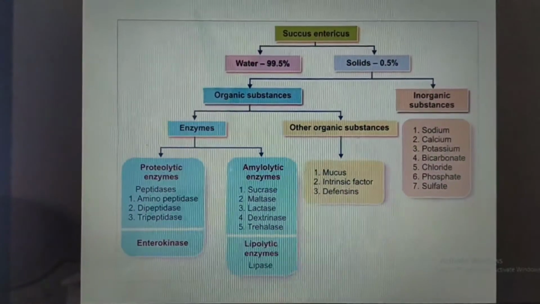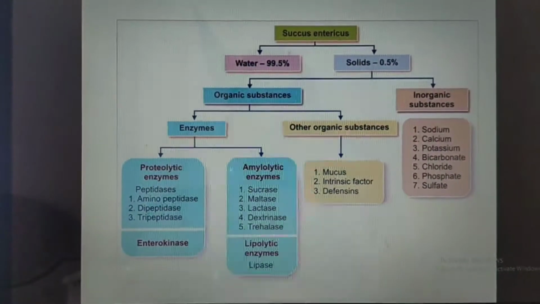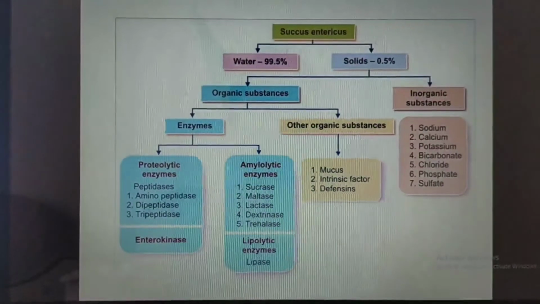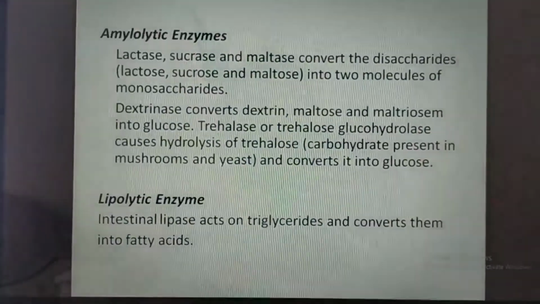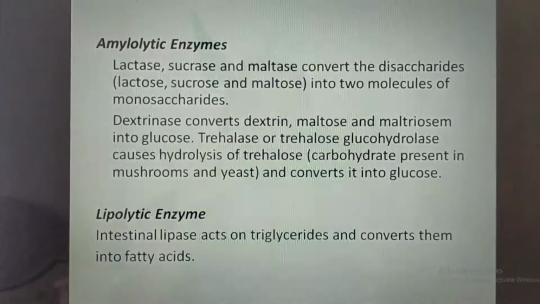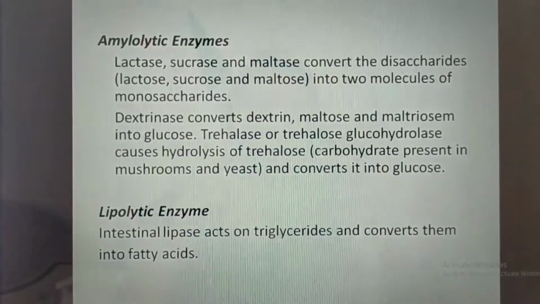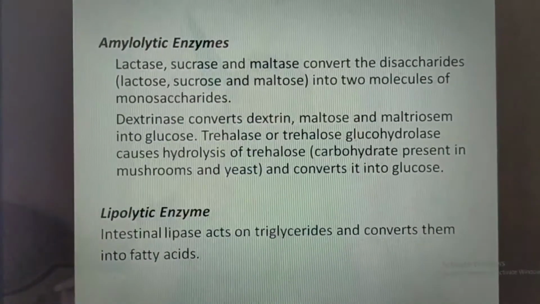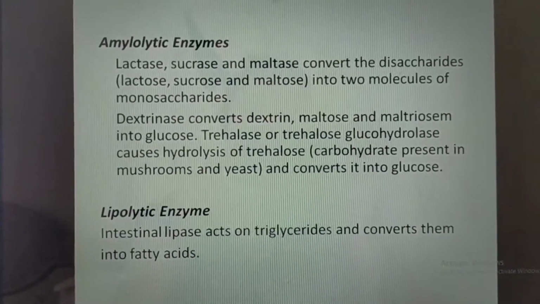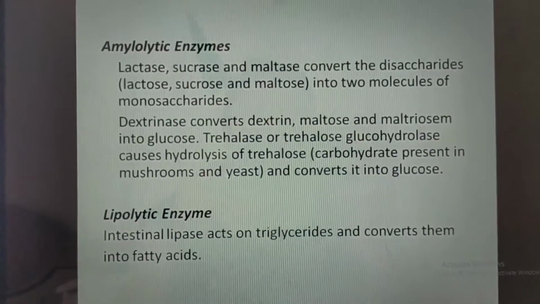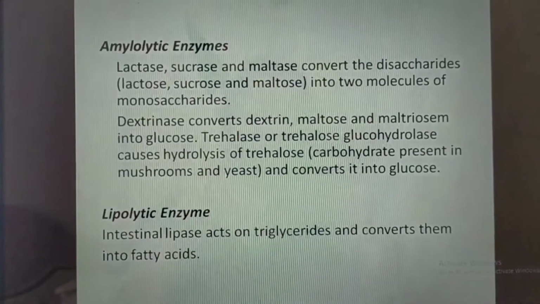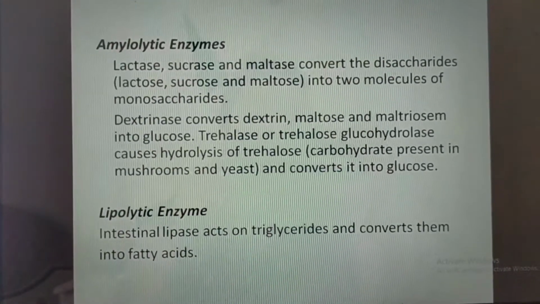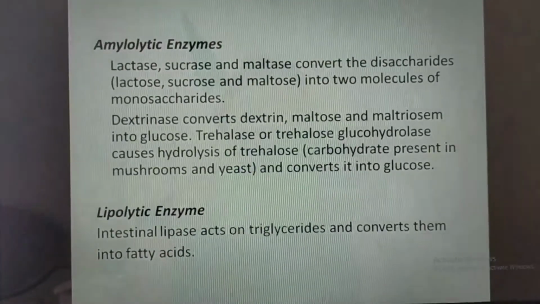So basically, if they ask about the composition and properties in 5 marks, you should write down all these things. Amylolytic enzymes: lactase, sucrase, maltase convert the disaccharides into 2 molecules of monosaccharides. Dextrinase converts dextrin, maltose, and maltotriose into glucose.